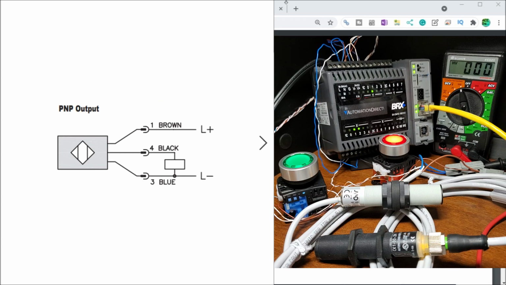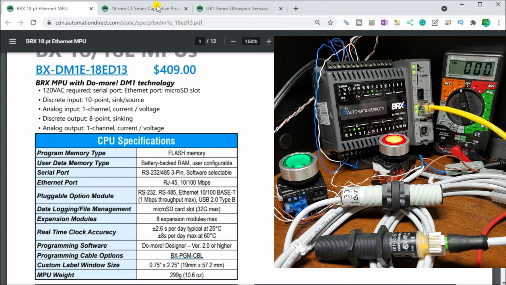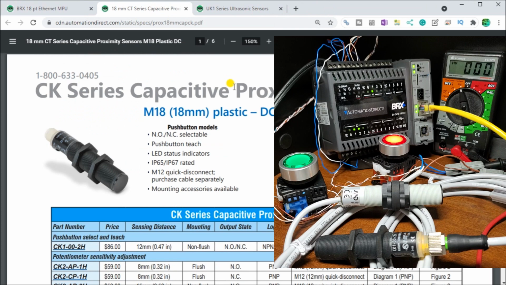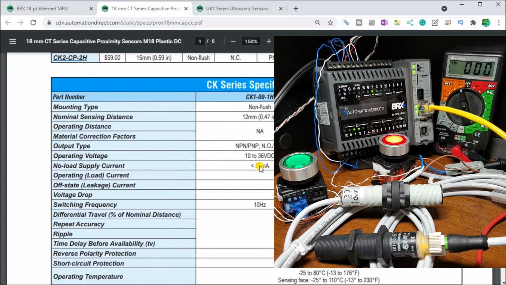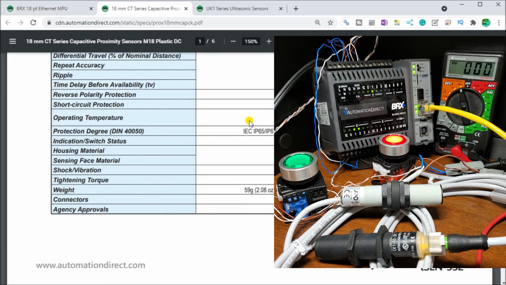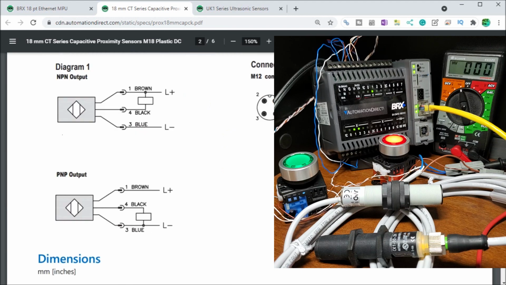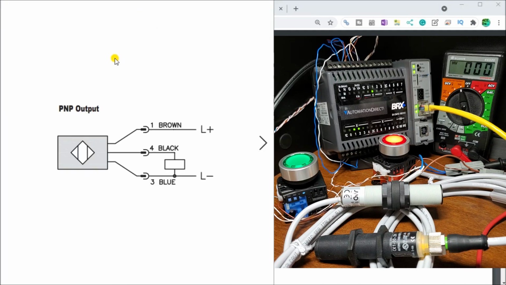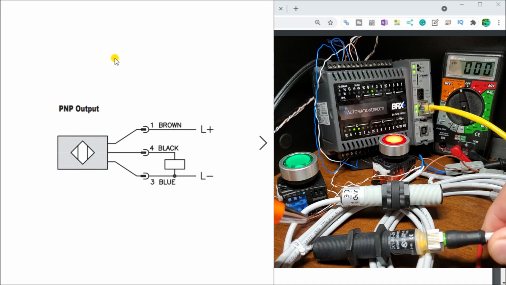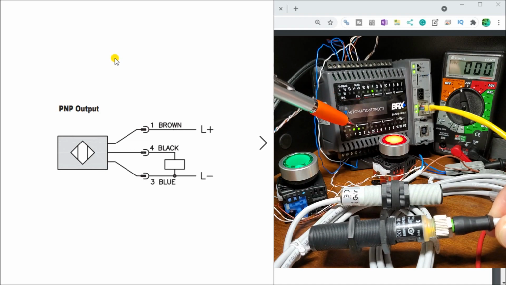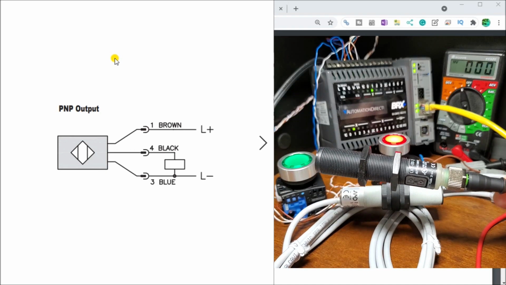Now, in my case here, I have a CK series capacitive proximity sensor, and I have it actually wired. Now, it can do both NPN and PNP. However, I do have it wired for PNP. So that means that here's my sensor located right here. And you can see I have it going into input number 2. It goes off and on.